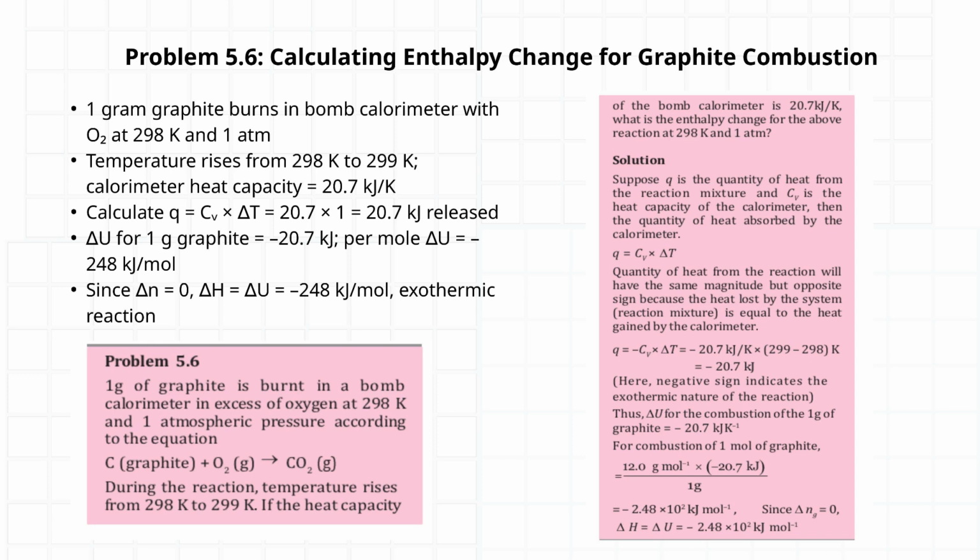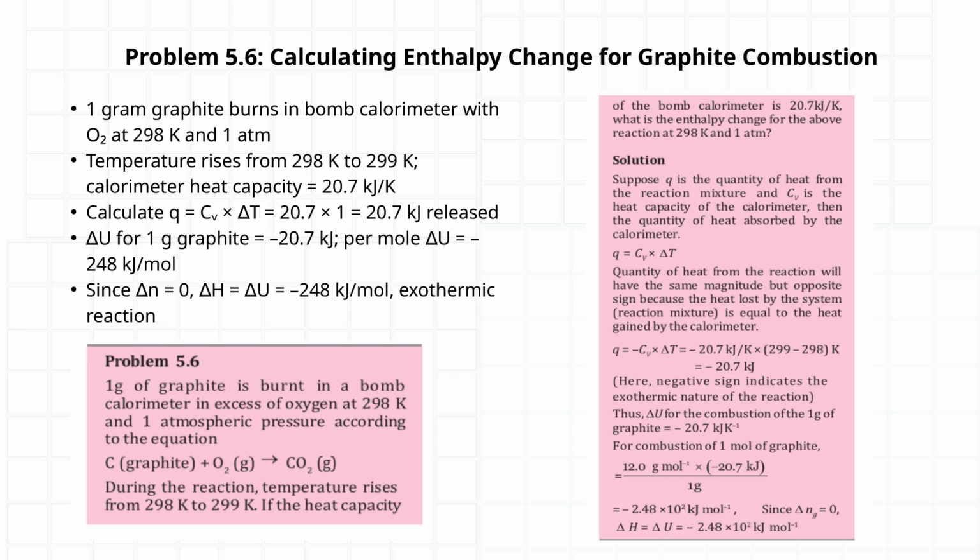Hello, future scientists. Let's now apply what we've learned. In problem 5.6, 1 gram of graphite burns inside a bomb calorimeter at 298 Kelvin and 1 atmosphere pressure. The temperature of the calorimeter rises by 1 Kelvin, from 298 Kelvin to 299 Kelvin. The calorimeter has a heat capacity of 20.7 kilojoules per Kelvin.